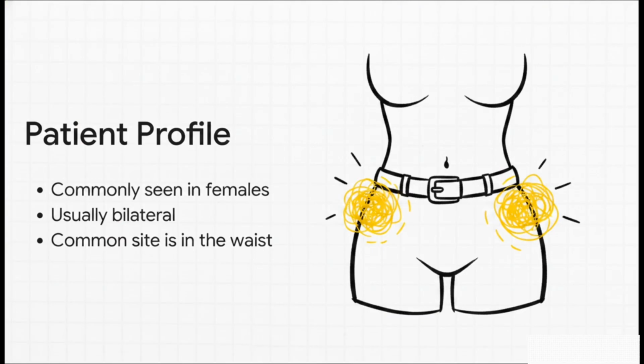Let's take a look at the classic patient demographics. Statistically speaking, looking at the clinical literature, this is a lot more commonly seen in female patients. Another huge feature to note during your H&P is that it usually presents bilaterally, so on both sides of the body at the exact same time.